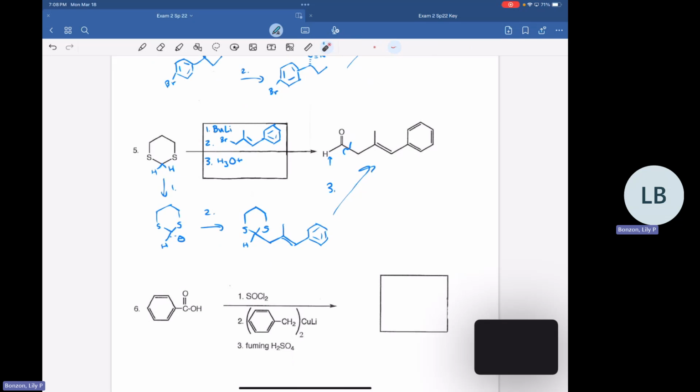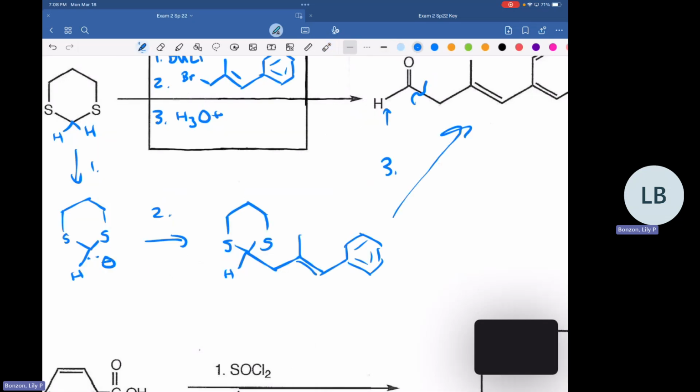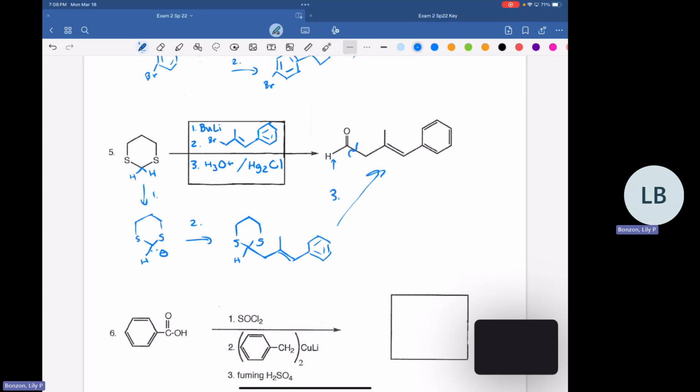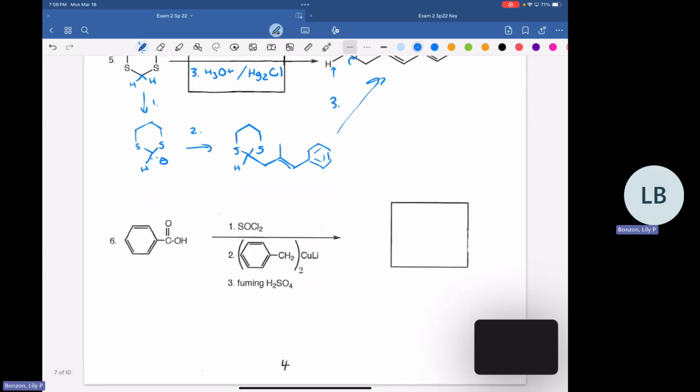So, any questions on that one? What's up? Oh yeah, that's right. I forgot. I knew I was missing something because I knew it couldn't be that simple. So H3O+ and HgCl2. You sure? Okay. Hg2Cl. All right. Okay.